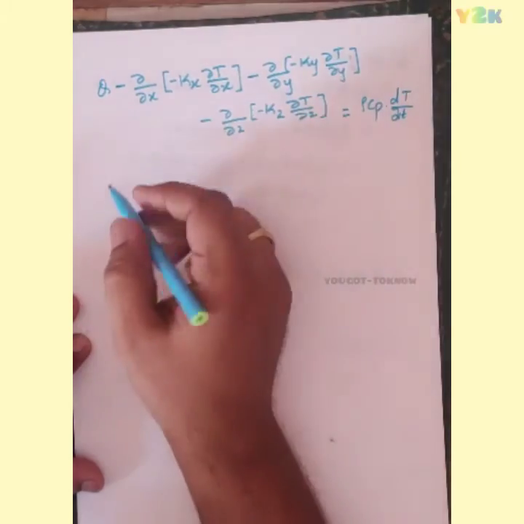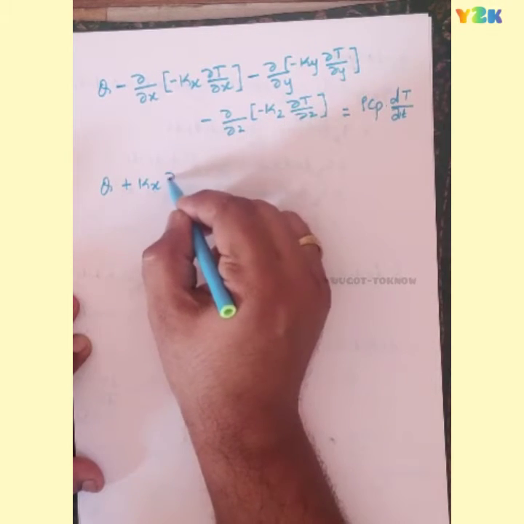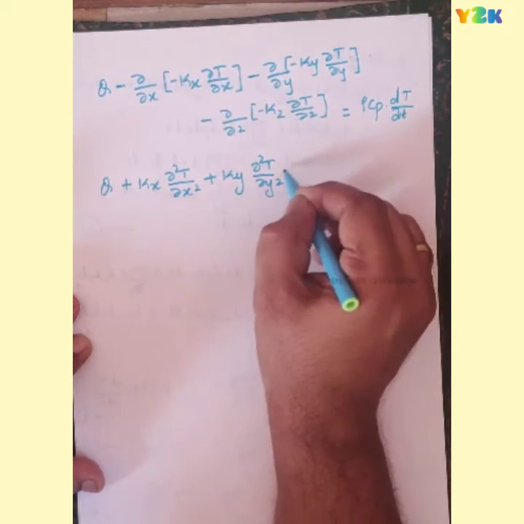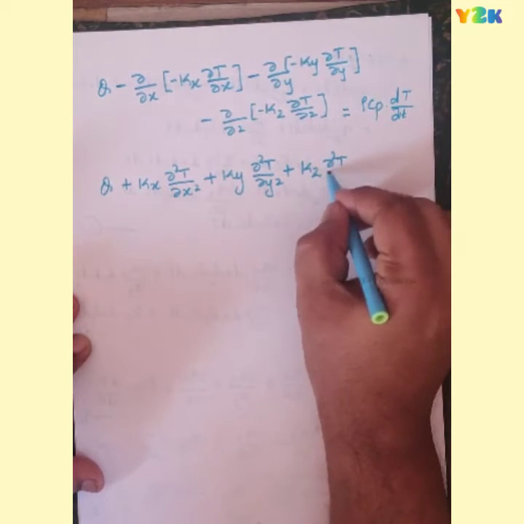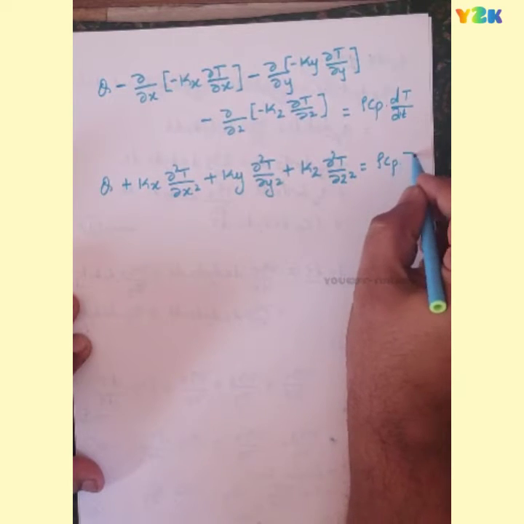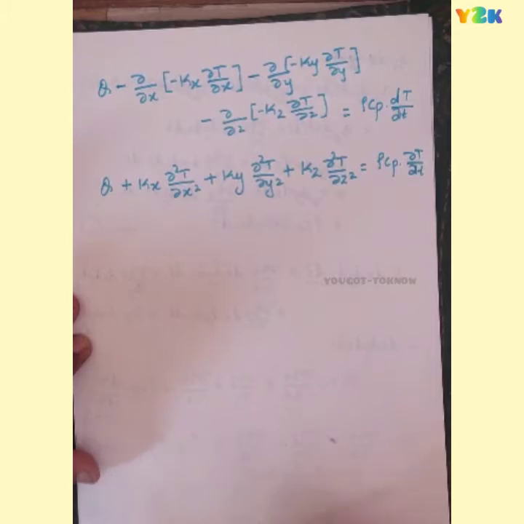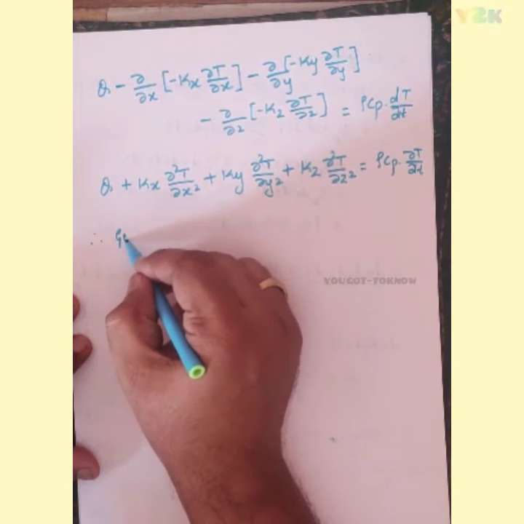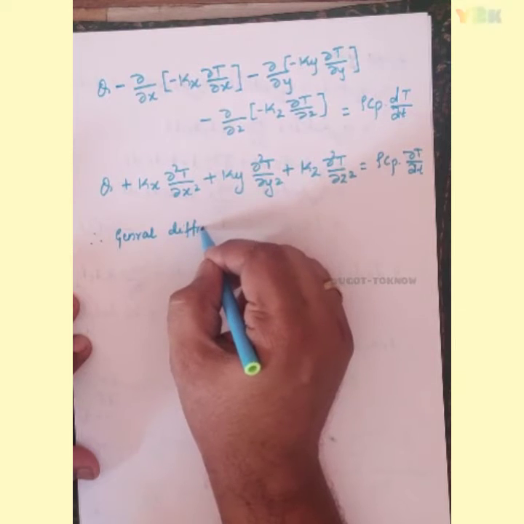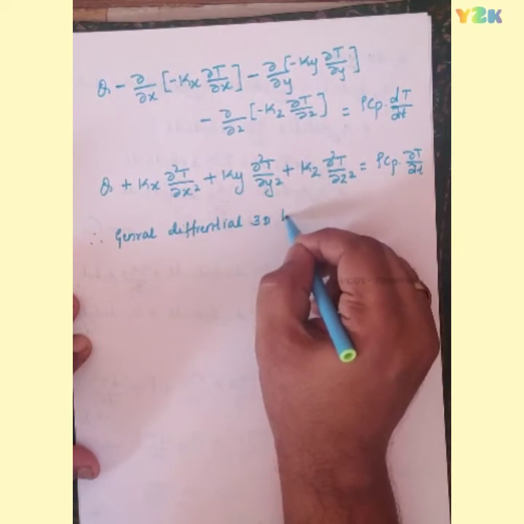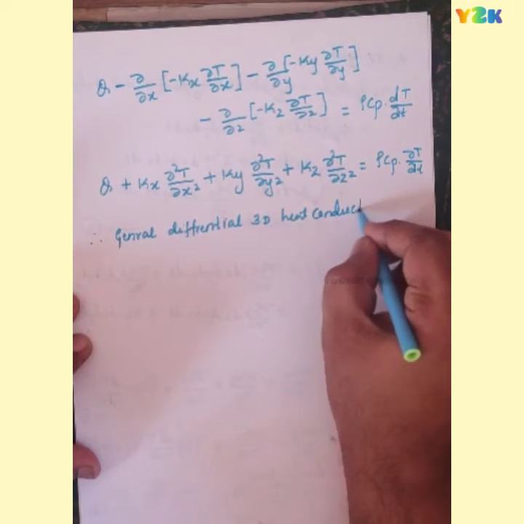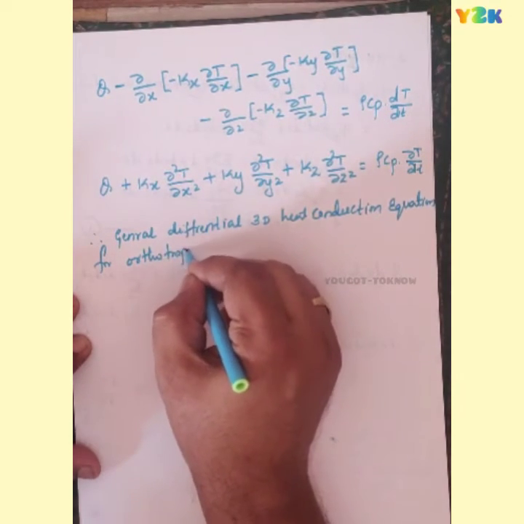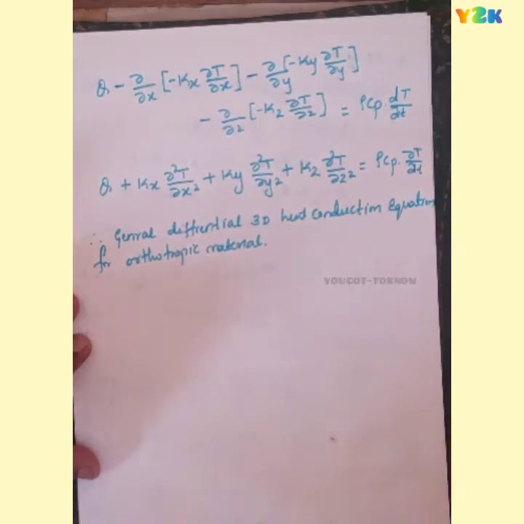Okay, now if we simplify this, the minus signs, all are positive: plus kx into ∂²T/∂x², ky into ∂²T/∂y², then kz into ∂²T/∂z², equals rho cp into ∂T/∂t. Now this is called the general three-dimensional differential heat conduction equation for orthotropic material. Now, how to reduce this for isotropic material?